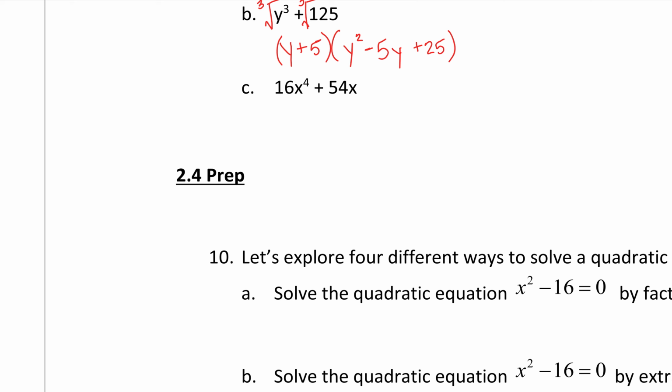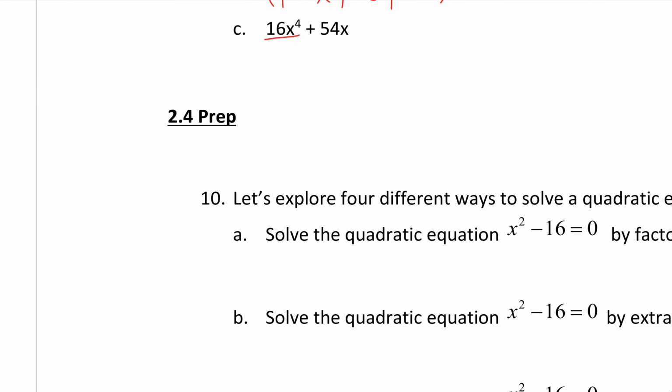All right, C. 16x to the fourth plus 54x. Right off the bat, I should go, okay, they have a GCF. They have a greatest common factor. I know at minimum it's x, but I'm going to have to double check the 16 and the 54. I know I can pull out a 2x out of both. So I get my 2x out front. And then I end up with an 8x cubed and a 27.